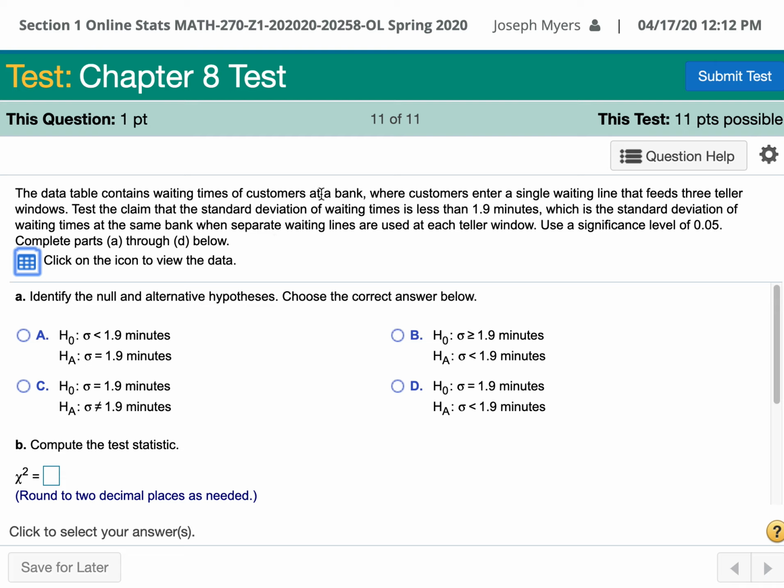Okay, so test the claim. So let me just talk about this question a little bit. In some banks and some stores, they have separate waiting lines, like maybe 10 different waiting lines. But sometimes in other stores, they have one long waiting line, and at the end of the waiting line, you go into different teller windows or different checkout windows. So we are wondering whether or not the standard deviation of the waiting times is going to be less than it used to be. Okay, so the claim is the standard deviation of the waiting times is less than 1.9. So that would be the alternative hypothesis.